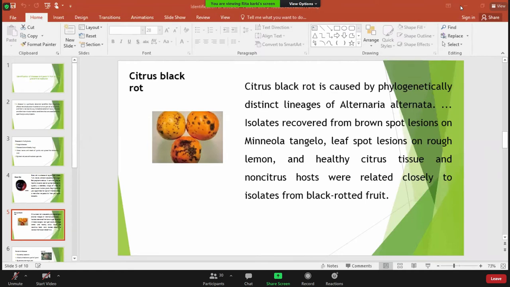The lemon as well as the orange. What are the other citrus fruits? Can you name them? Yes, can you name some citrus fruits? No, Ma'am, lemon, orange, then what else?